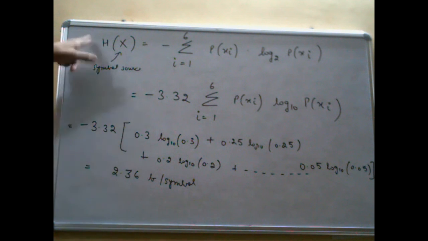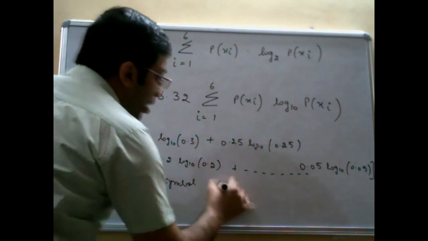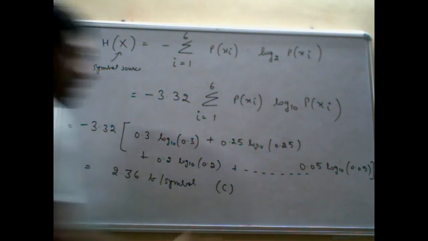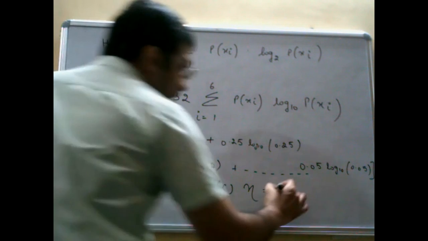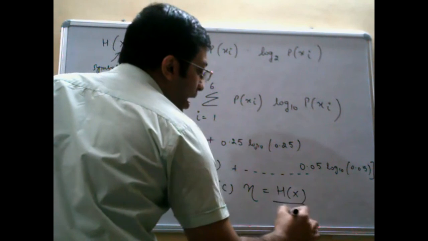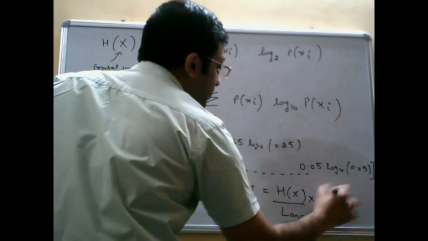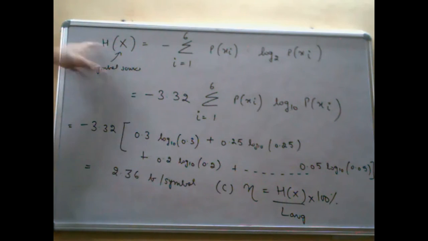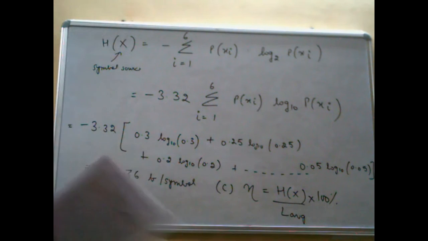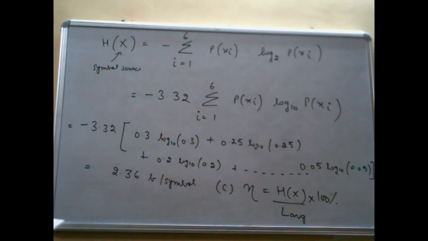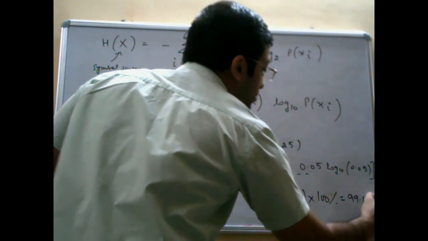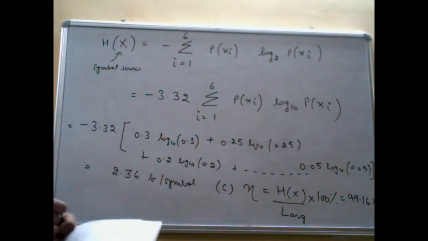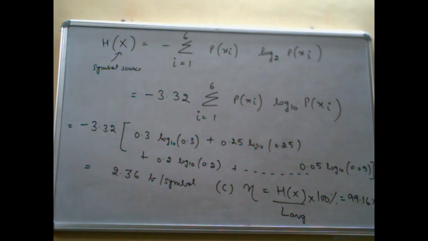Okay, any doubt in this formula you can ask in the comment box. Last is coding efficiency. Efficiency is given by the eta symbol. It is nothing but entropy divided by L average into 100%. We divide the entropy by the L average from the first part and multiply it with 100%, and we are going to get the coding efficiency, which comes out to be 99.16, because the values are very close to one another, 2.38 and 2.36.